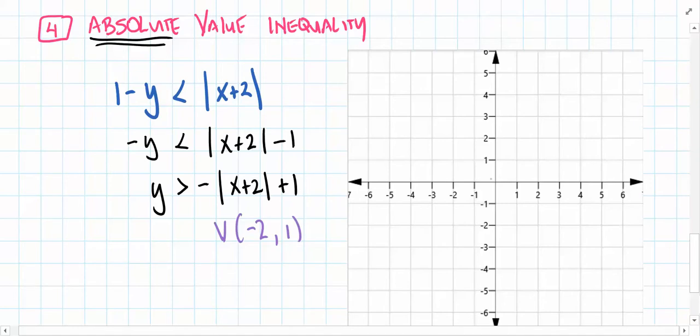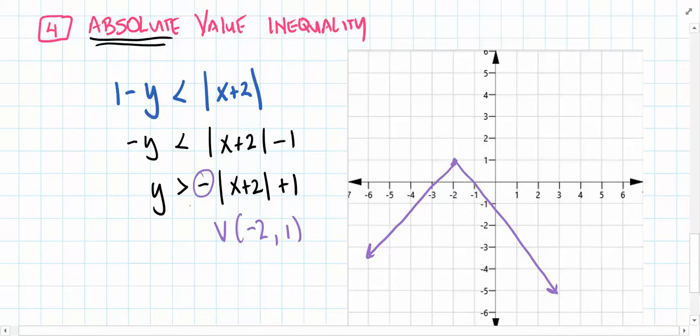So go over to graph and put negative 2, comma 1. Okay, there's my vertex right there. And because my negative is on the outside of my function here, I want a reflection over it. So this is going to be down 1 and over 1. So I'm going to have something that looks like this, okay?